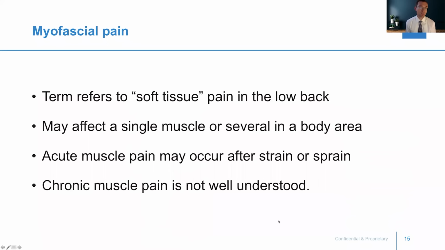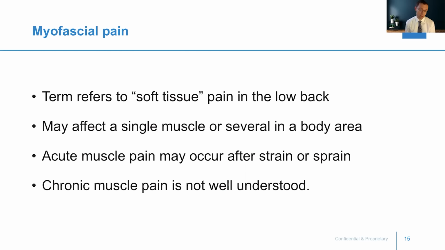One common type of back pain is myofascial pain. This term refers to soft tissue pain in the low back, generally including both pain in the muscles and pain in other types of connective tissue in the back. Myofascial pain can affect just one muscle or several in a body area. Acute muscle pain can occur after strain or spasm. It can cause a painful sense of cramping in the neck, of stiffness, and the inability to turn it, for example. It can occur after overloading a muscle.